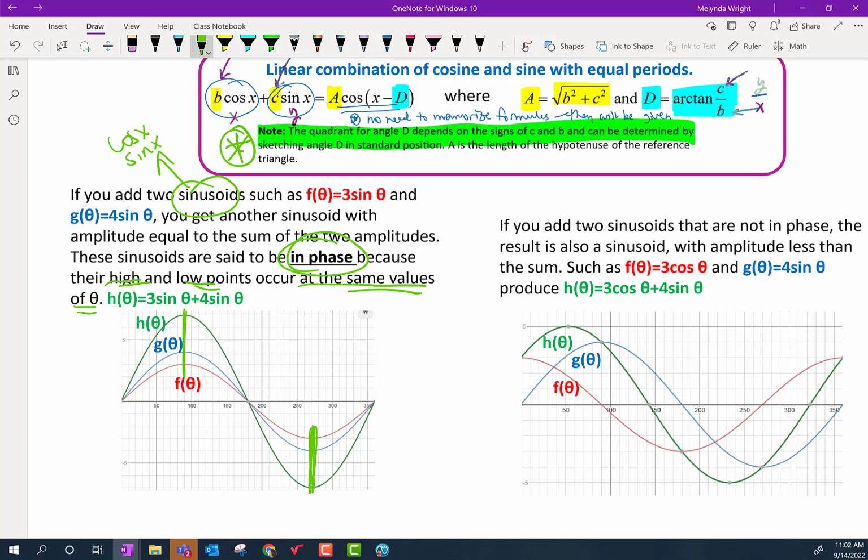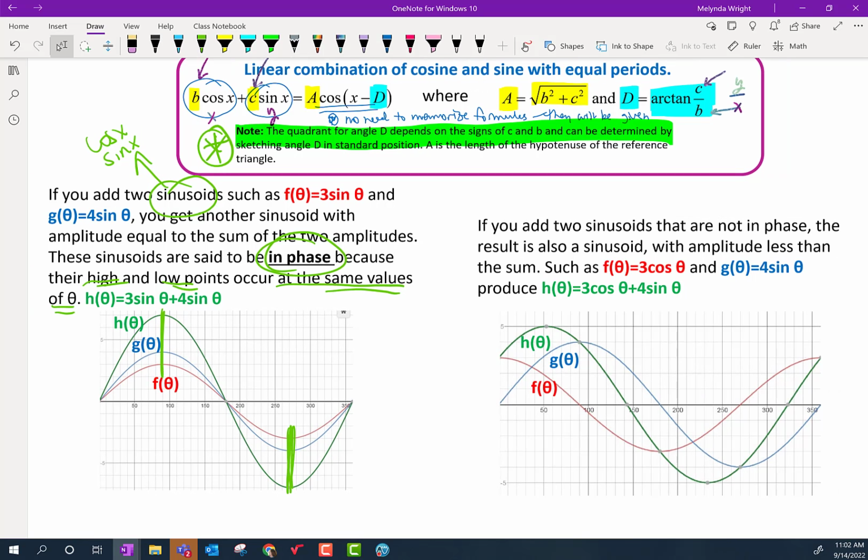So here, if you look at the graph on the right, if we're going to add 3 cosine and 4 sine, those have different phases, right? And they're not in phase. So you can see that when we add those two, we get something entirely different. We get h of theta, something entirely different that doesn't have the same maxes and mins as the two individual ones. So that's just like a visual picture of what we're going to be doing.